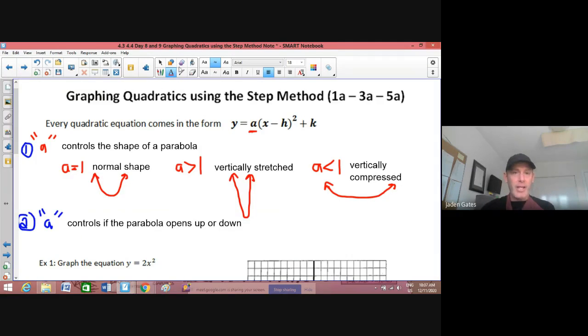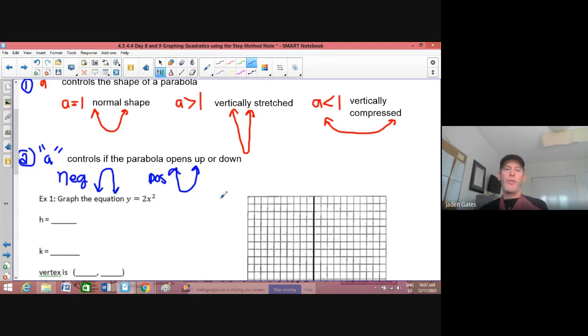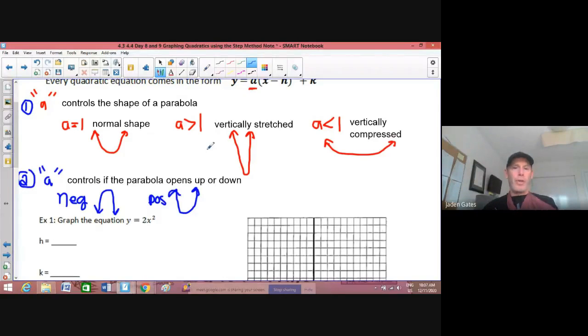But if A is negative, we look at the sign, it opens down. Your parabola is downwards. If it's positive, well, it's just like what we had. It opens up. All right, so there are your 2 things that can happen with A. So 1 letter, but yet it controls 2 things.